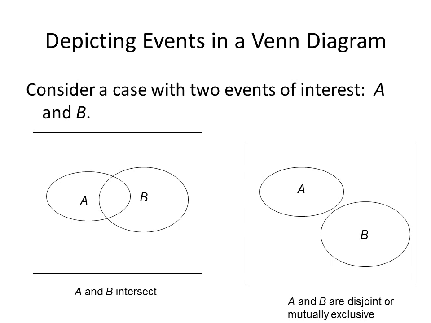We commonly depict events, but not always, on a Venn diagram. And we might have 2 events A and B. On the left, you see a case where A and B intersect. And on the right, you see a case where A and B can't occur at the same time, and those are disjoint or mutually exclusive events. So you can either be in A or in B, but you can't be in both. Whereas on the left, you could be in both in a portion of the sample space.